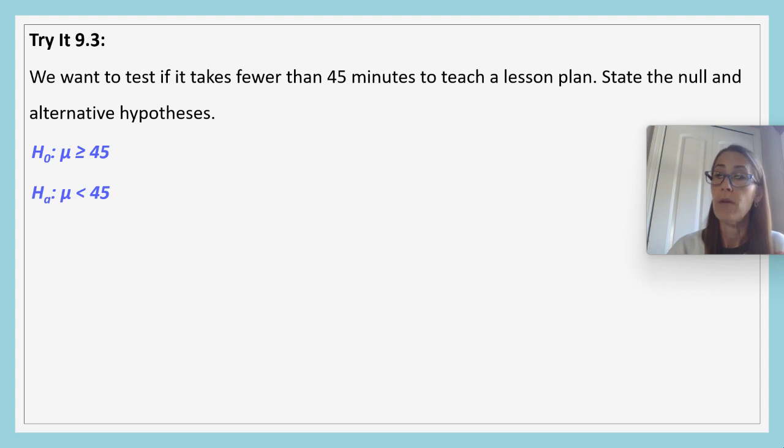So this would be a case where you might write the alternative first. So fewer than 45 would be less than 45. And then you can write your null hypothesis based off of that.